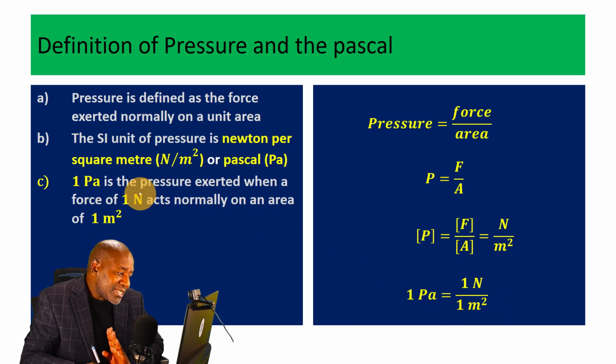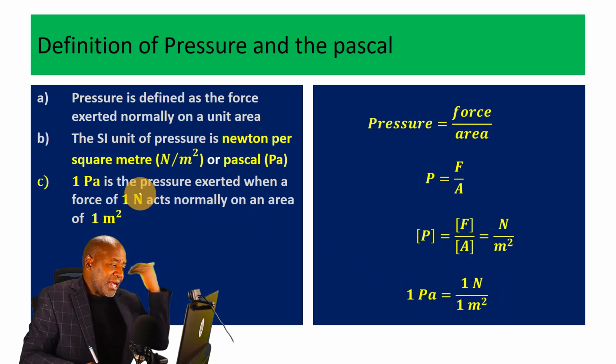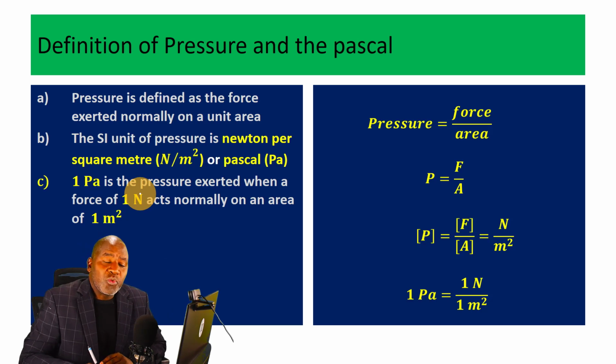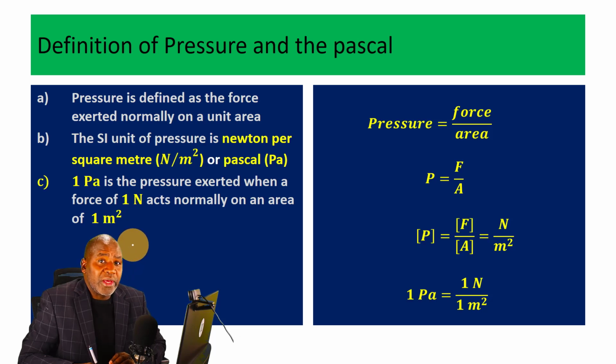But in the same exam, once you're asked to define the Pascal, this is the definition that you should adopt: 1 Pascal is the pressure exerted when a force of 1 Newton acts normally on an area of 1 square meter. Let's pause at this point, and when we come back, we are going to look at calculations involving this equation, that is, calculation of pressure in solids. So see you in a moment.